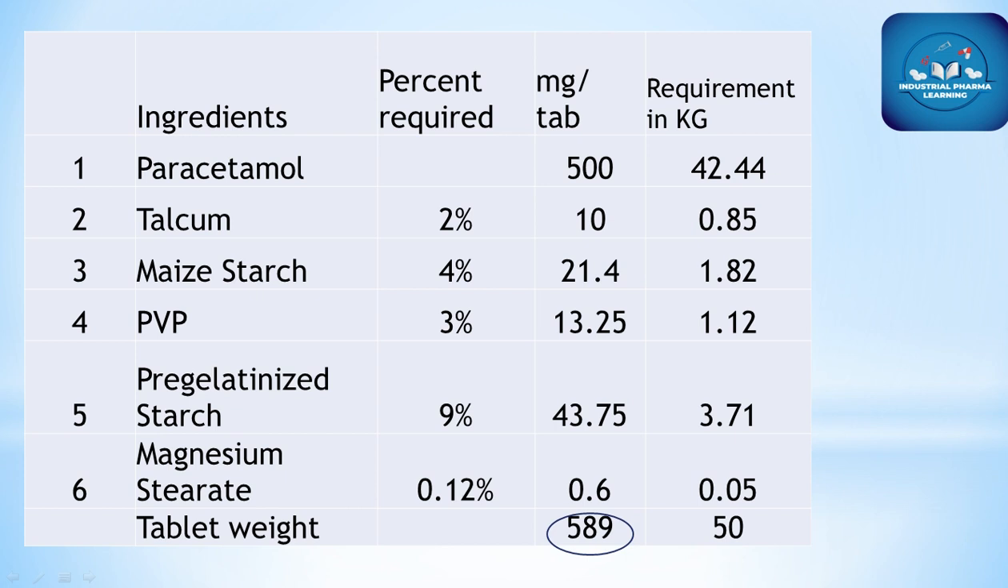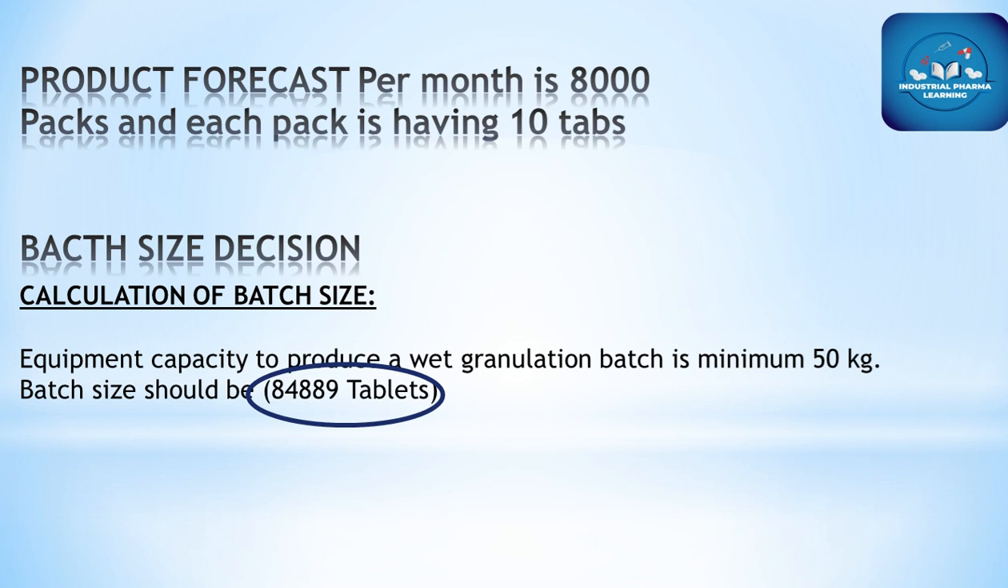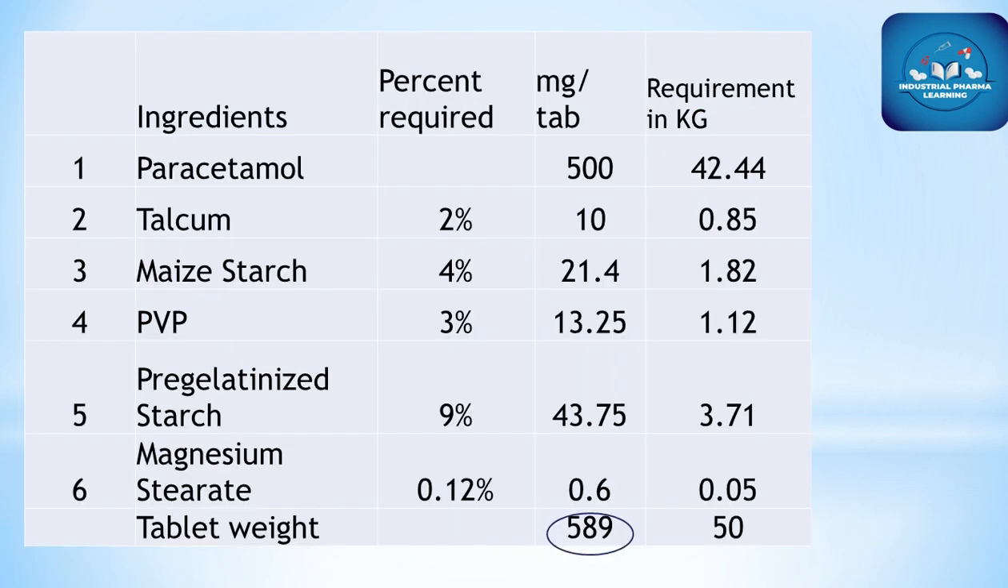Next, now you need to produce in bulk quantity. So you will calculate the requirement in kg, the last column. You just need to multiply the milligram per tablet, that is you will multiply 500 with 84,889 tablets, and then you will convert it into kg by dividing by 1000 two times. You will get the value of 42.44 kg, and you will repeat the same calculation with talcum, maize starch, PVP, pre-gelatinized starch, magnesium stearate, and the final value you will get is 50 kg.